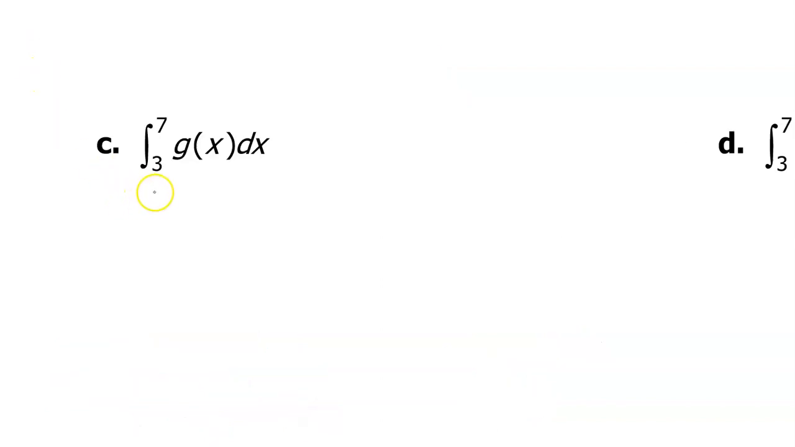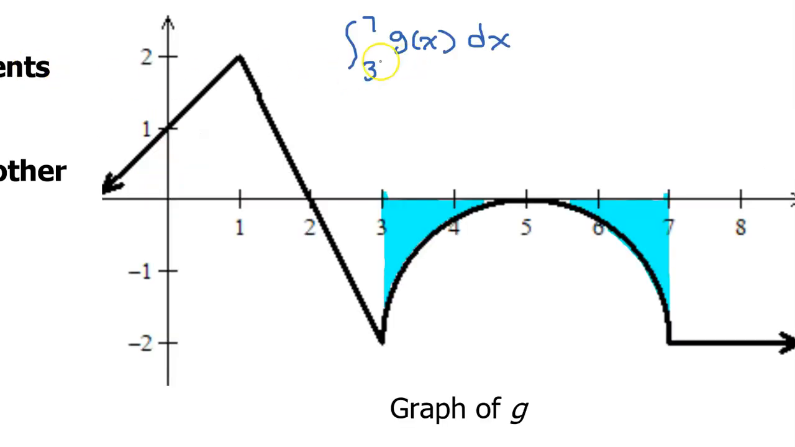For part C, we need to evaluate the integral from 3 to 7. The integral of g of x from 3 to 7 is the area between g and the x-axis from an x value of 3 to an x value of 7, shown here in blue. Because the area is below the x-axis, it will be considered a negative area. But how do we calculate the area of a shape like this? We don't have any formulas memorized for this sort of crescent type of shape.